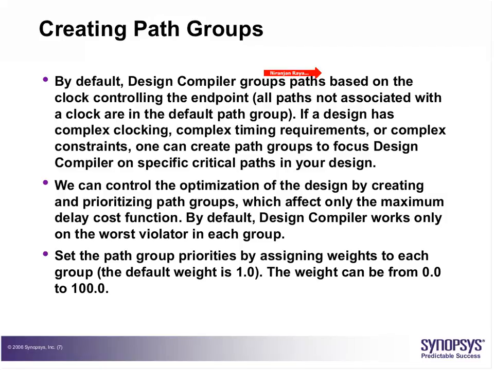If let's say there is no capture clock, then it will come to a default group, which is also called none. I have discussed this in the lab session also. All paths not associated with a clock are in the default path group. Now, if a design has complex clocking or complex timing requirements or complex constraints, in any of these cases, one can create path groups to focus DC on specific critical paths in a design.